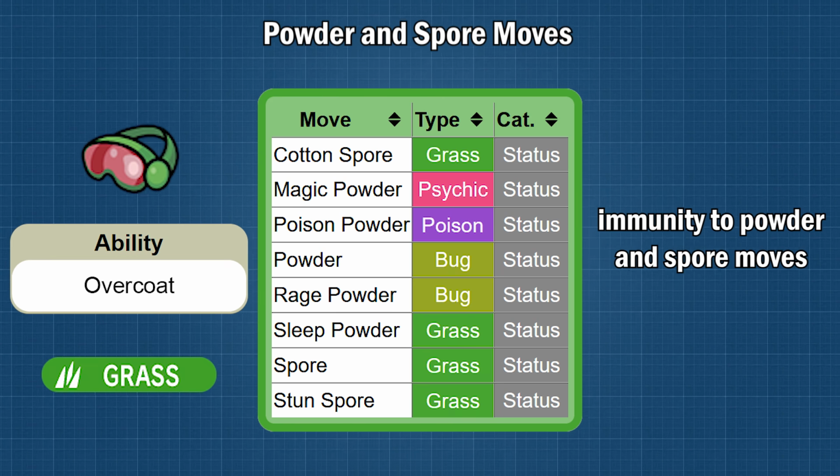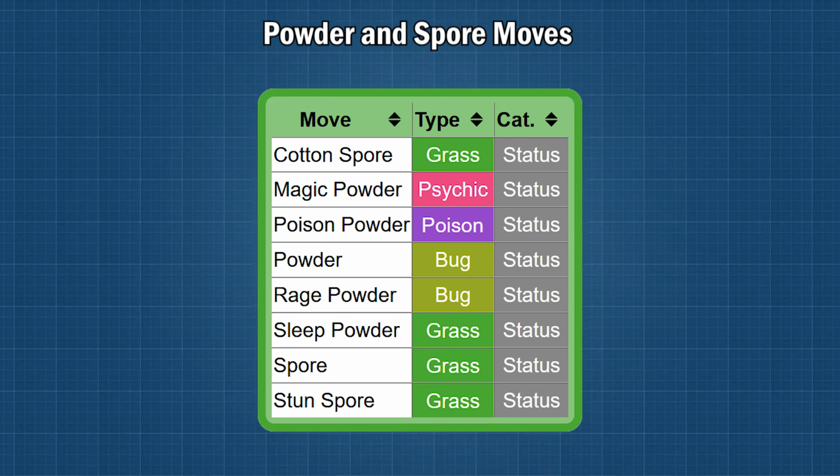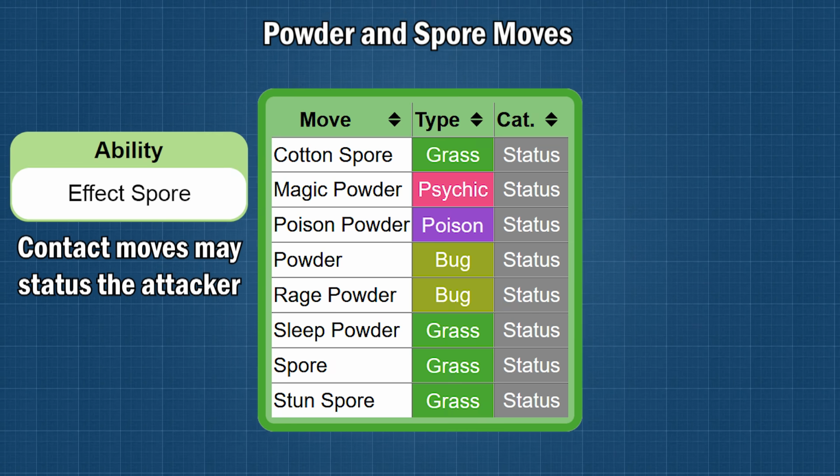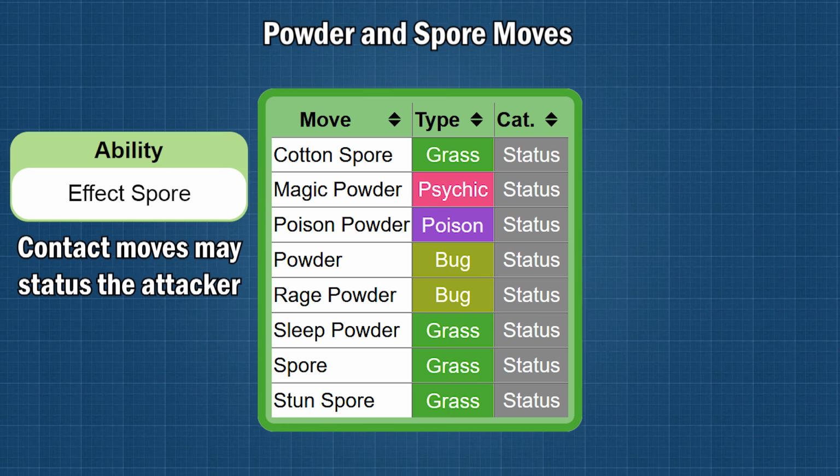It's also worth mentioning that immunity to Powder and Spore moves also includes immunity to the Effect Spore ability, an ability that makes it so that contact moves have a chance of leaving the attacker with a status condition.